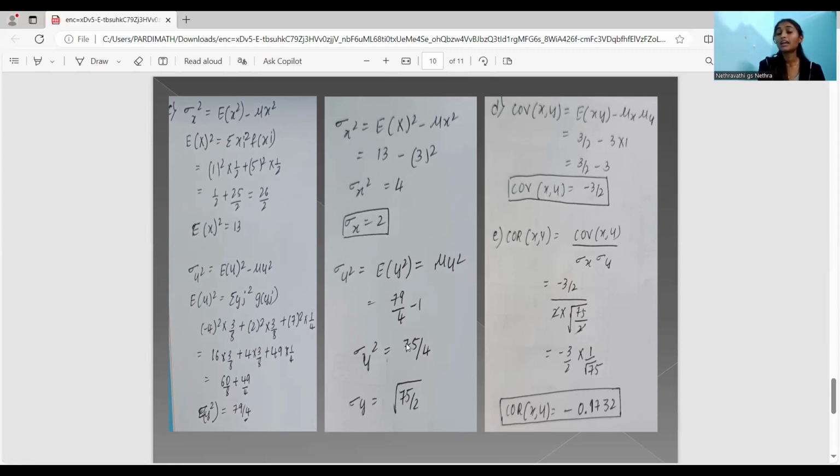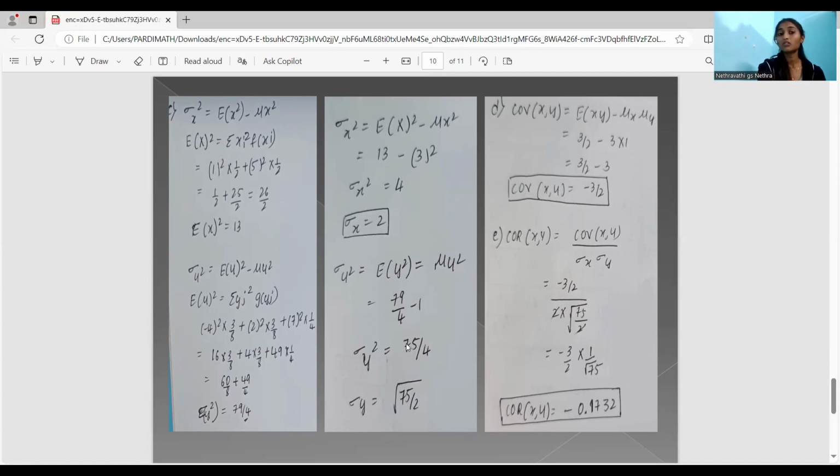In a similar way, for rho of y square we have a formula, E of y square minus mu of y square. Here, E of y square is unknown. So we have a formula to find E of y square, that is summation of yj square into g of yj. By substituting the values in the given formula, we get the value for rho of y square, which is equal to 79 by 4. So we got the answer for E of x square and E of y square.